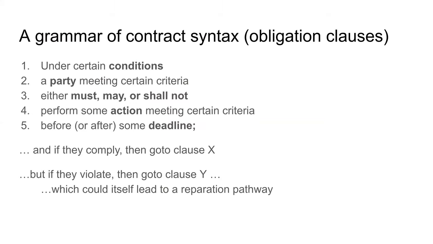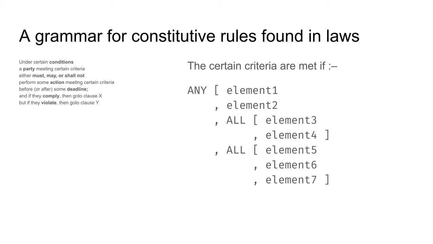Our claim is that the general form of any clause in any contract obeys this structure, right? This is what LegalRuleML calls a prescriptive rule. Basically, every contract is just made up of a graph of these kinds of clauses that say, under some condition, a certain party who meets certain criteria either must, may, or shall not perform some action that meets certain criteria before some deadline or after some deadline, right? Every clause in a contract basically has this format. If the party does do this, then the control flow goes to another clause. But if they fail to do this, then control flow goes to a different clause, X and Y. You can think of every contract as a giant graph of these kinds of clauses. That's it, basically, right?